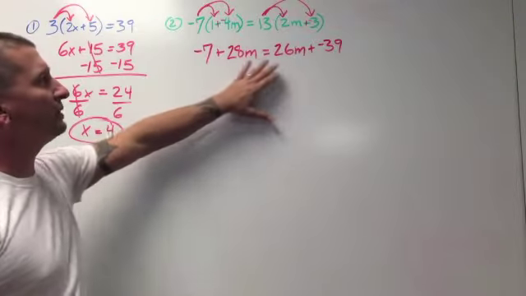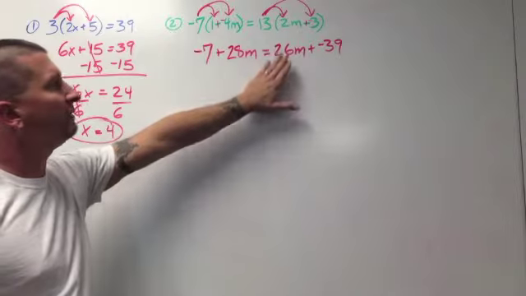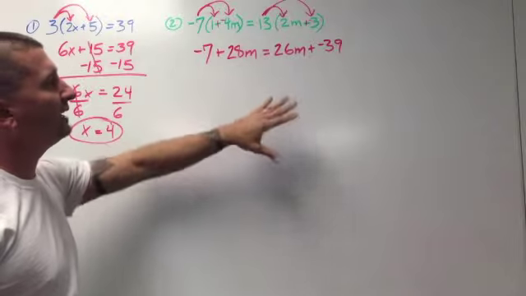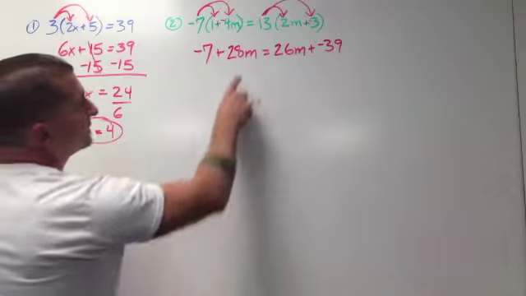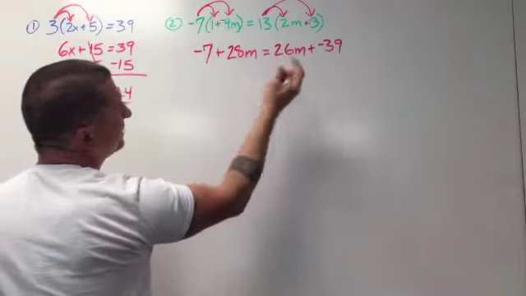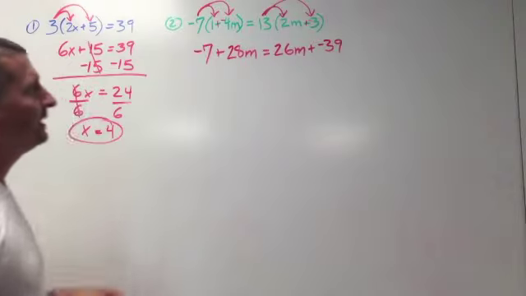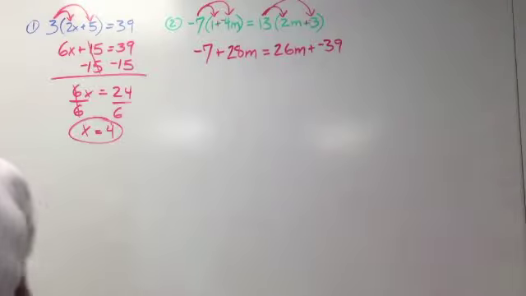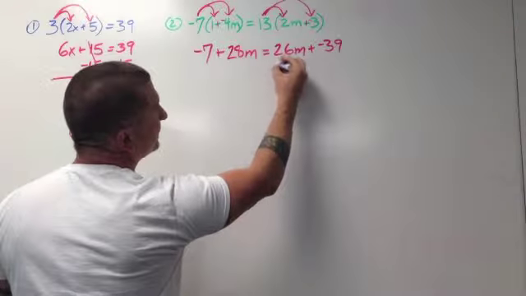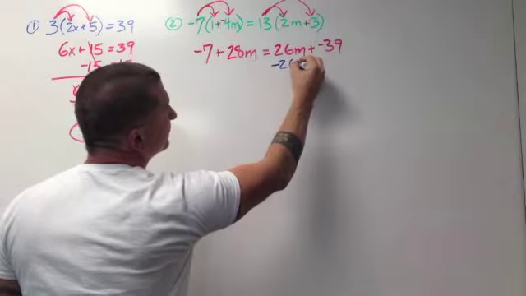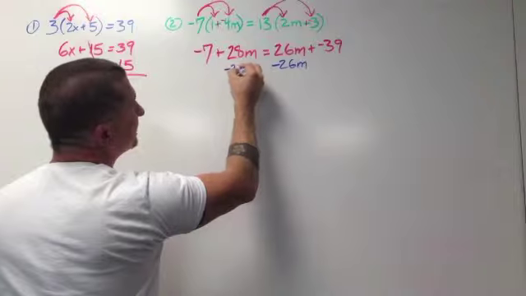Our next step is to get all of our variables either on the left or right, and then we're going to put all of our non-variable numbers on the opposite side. So I think I'm going to bring all my variables to the left in this problem, and then leave all my numbers on the right-hand side. So in order to do that, I need to move my 26m to the left. So I'm going to subtract 26m from both sides of the equation.